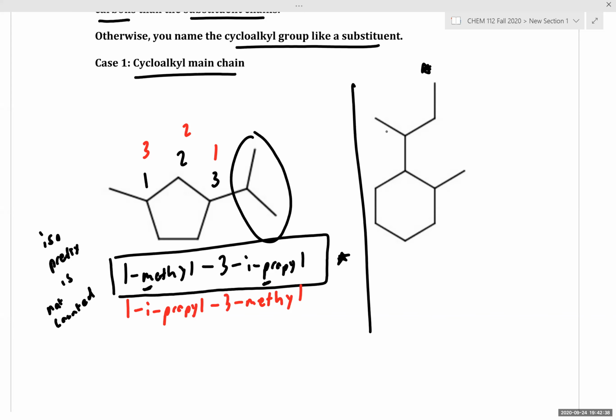Would anyone like to propose a name for the second cyclic structure on the right? Let's try to get at least one response in the chat before we discuss this example. And we'll talk about this example in about another minute.